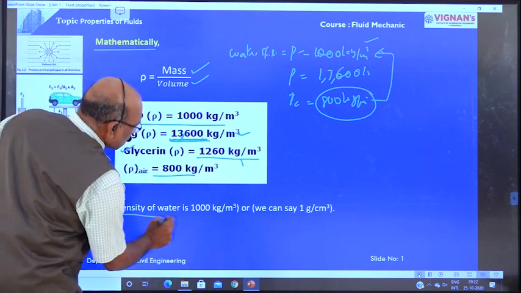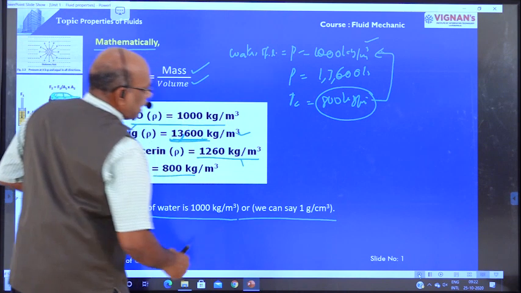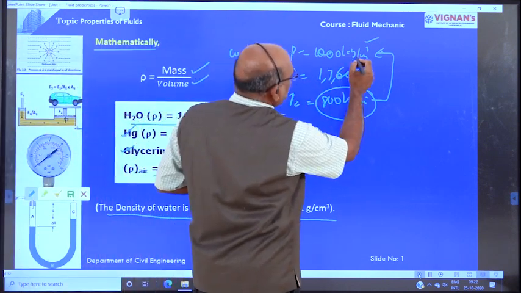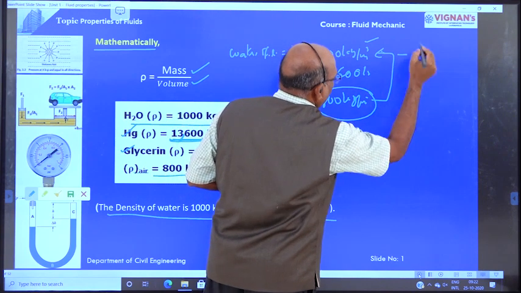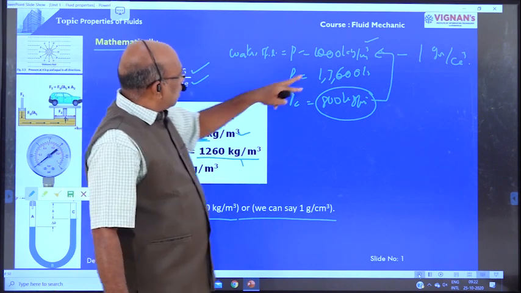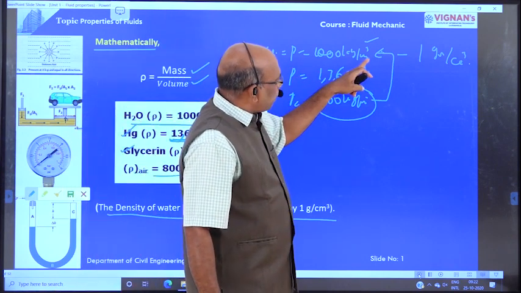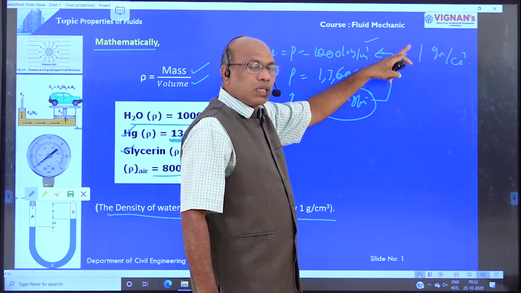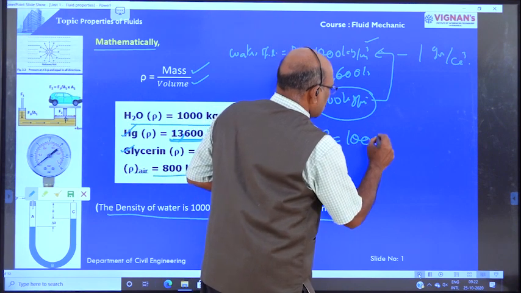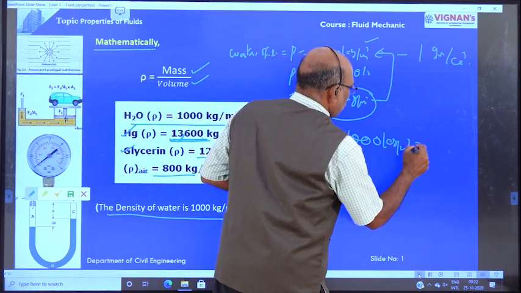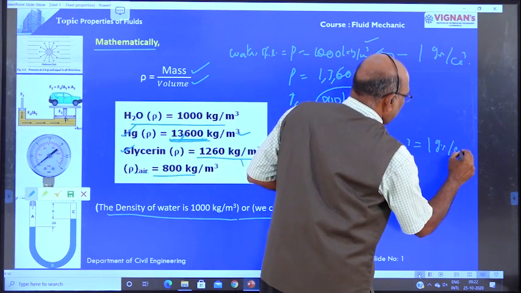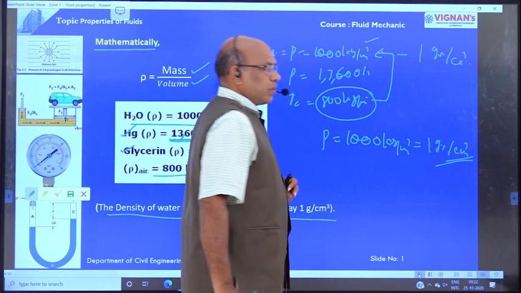The density of water is 1000 kg per meter cube. We can say it is 1 gram per cc, also known as 1 gram per centimeter cube. Rho is equal to 1000 kg per meter cube, which is also 1 gram per centimeter cube.